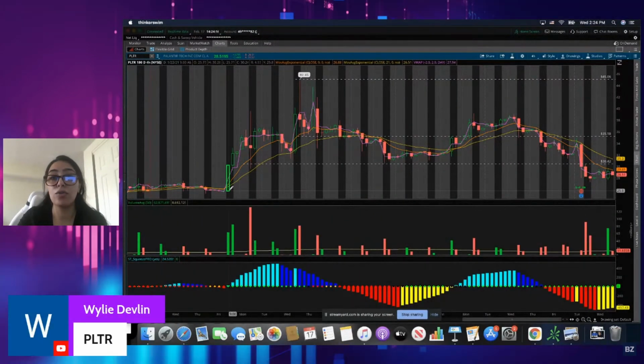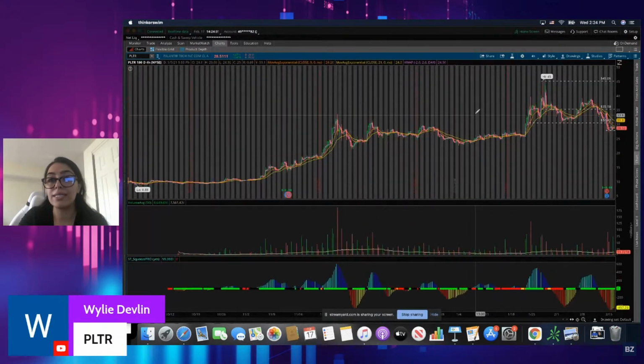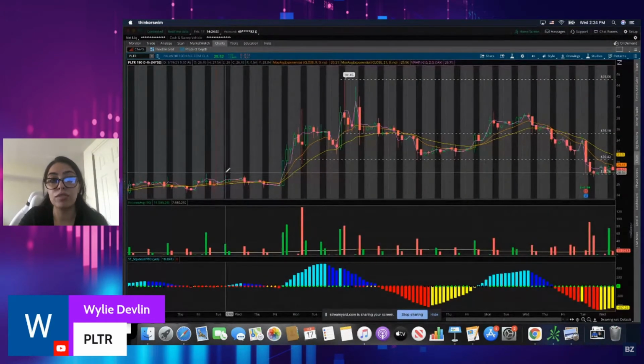It does have room down to 25 if it breaks this $27 low. So let me see what the low is on this 5-hour. Yeah, so the 27 is a low here. So for PLTR, if it's able to break below 27, we can see some more downside movement. It does have room to about 25. So if it breaks below 27, we can see 25 on PLTR.